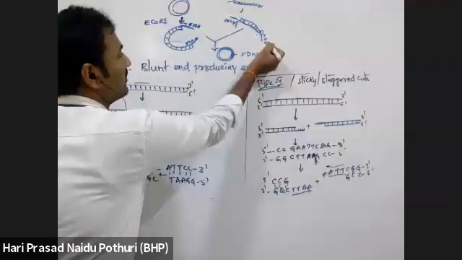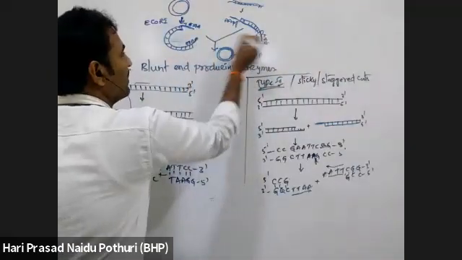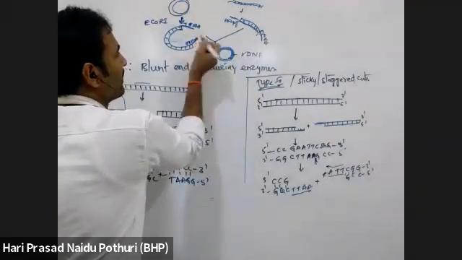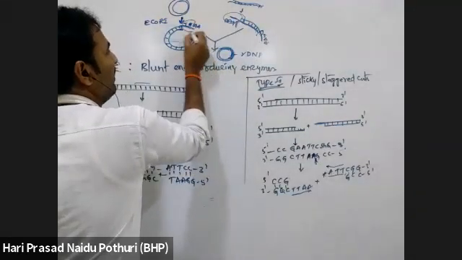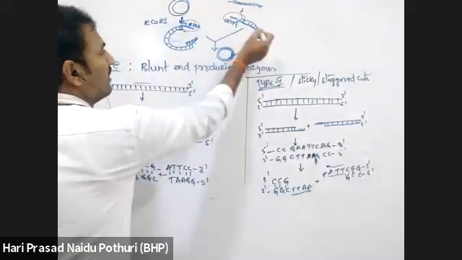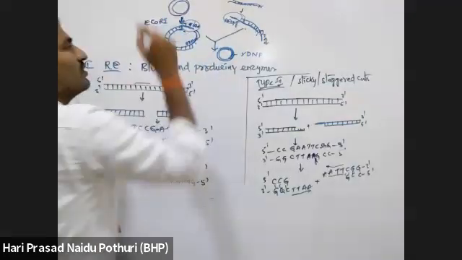T can join with A here, T can join with A here, AT, AT. This will combine here and this fragment will combine here. So that in the middle of the vector, this desired gene will join.